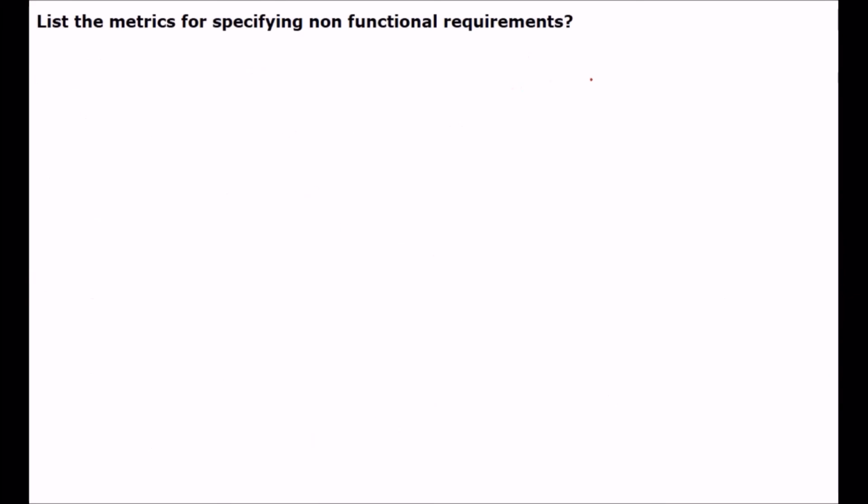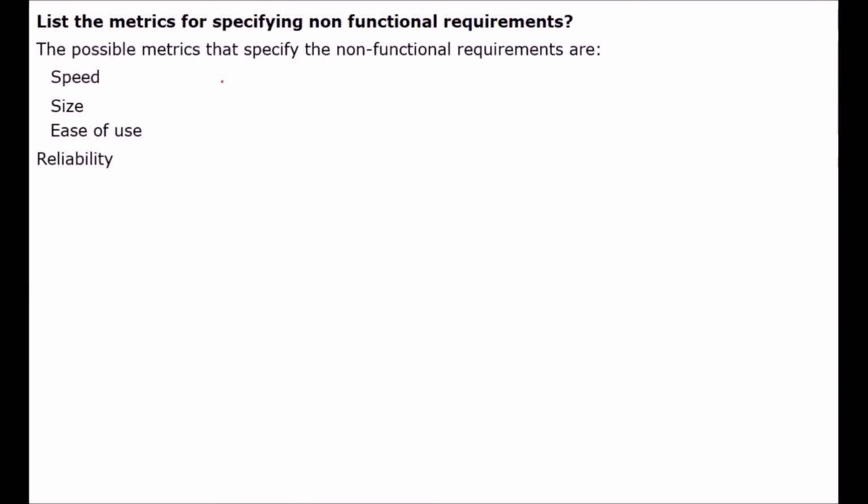List the metrics for specifying non-functional requirements. These are the possible metrics that specify non-functional requirements like speed, size, ease of use, and clarity. As I earlier suggested also, there can be many, but these are some.